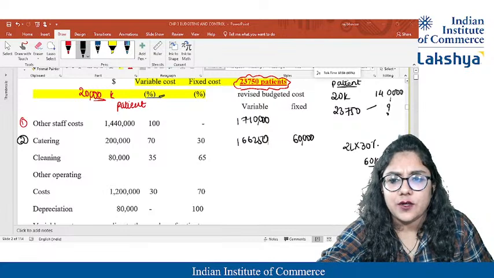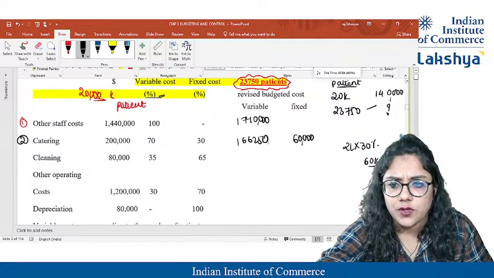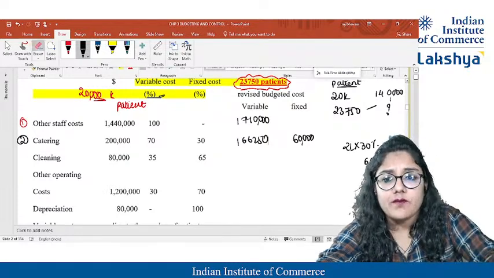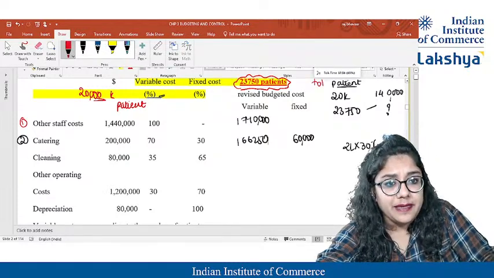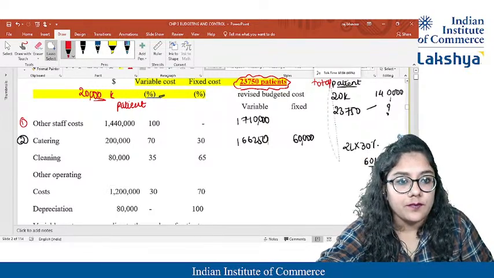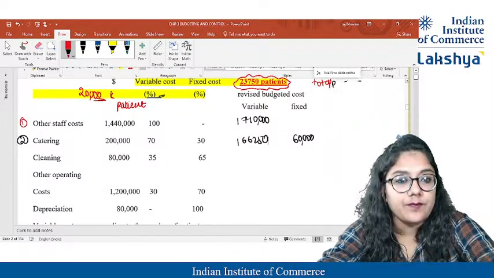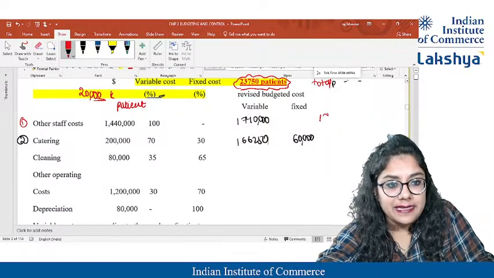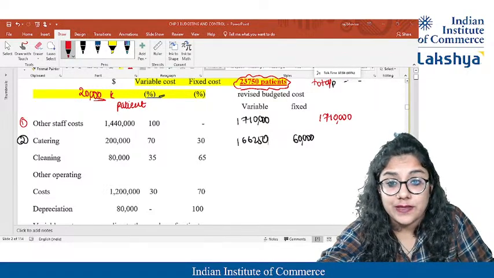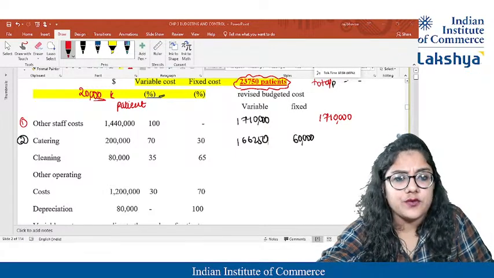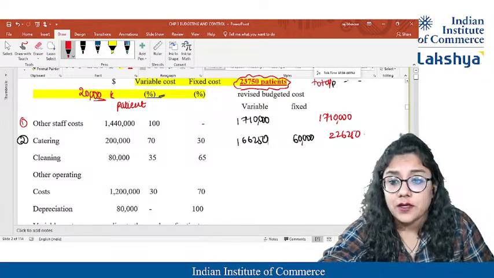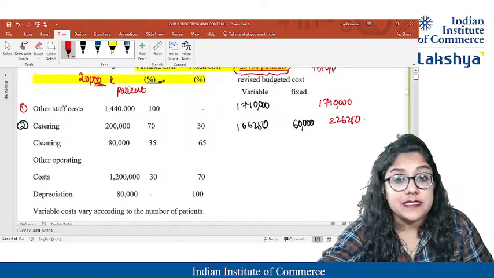Then when it is catering cost, what is the total? If I make up the total column also over here, my total was 1 lakh 71. And over here, my total turned out to be, please do the calculation, are you getting nearly around 226,250? Yes, 226,250.